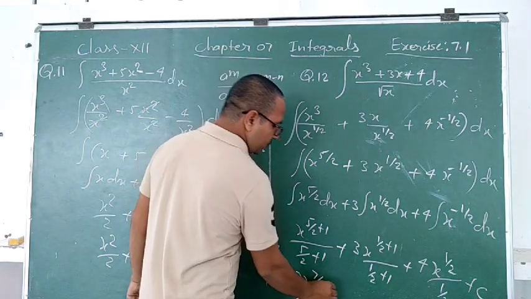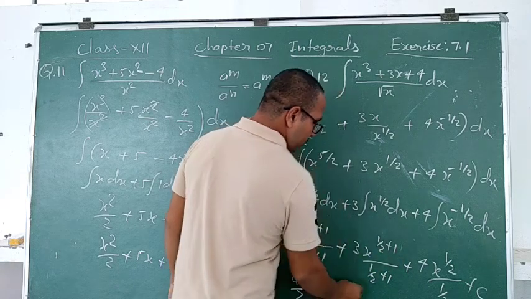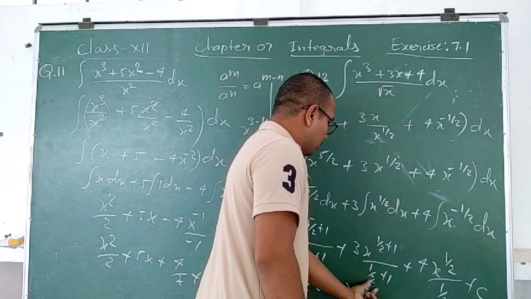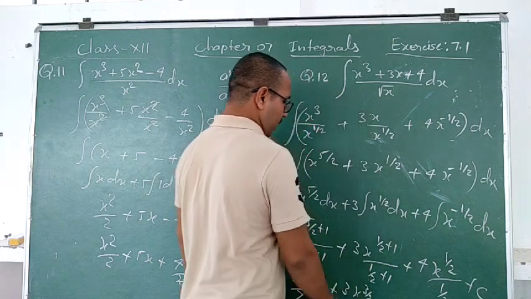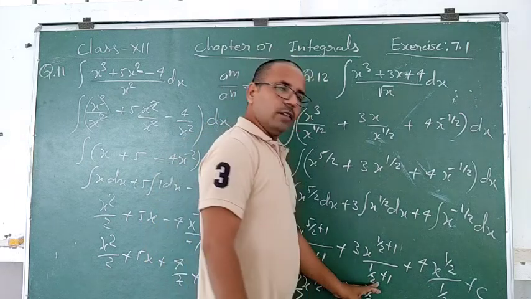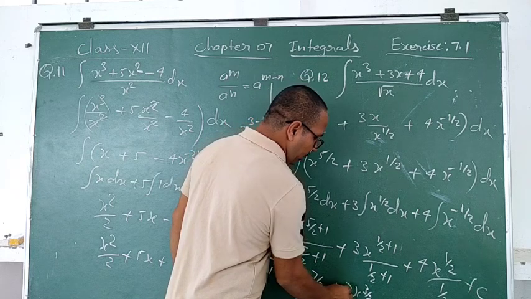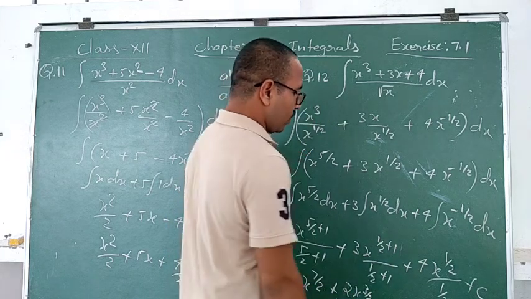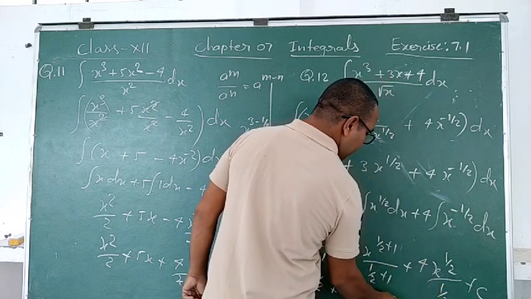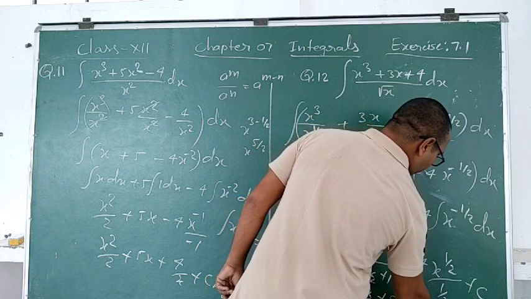So plus 3. How much will you get? 3 by 2. So x to the power 3 by 2, and 3 by 2, these 2 will multiply along with that 3, and the 3 can be cancelled, because in 3 by 2 the 2 will multiply. So these 3 will be cancelled, and along with that 3 you will get 2. So plus 8 times x to the power 1 by 2 plus c. So this much is our answer.